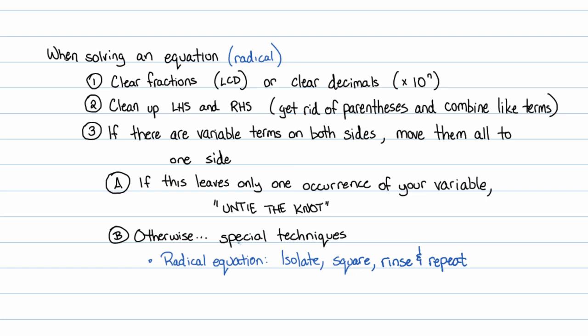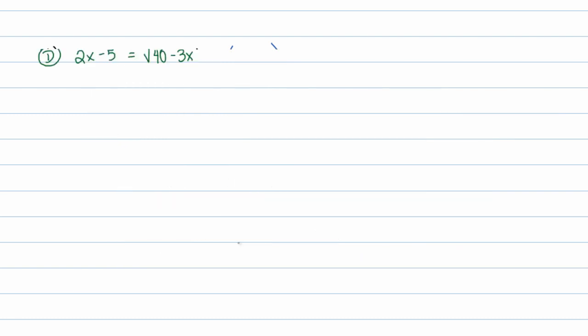And with radical equations, the special technique you're going to use is to isolate one of the radicals, square both sides, rinse and repeat, meaning you'll end up with another radical, isolate that, and also square again. And this process might continue another 2 times or something like that.